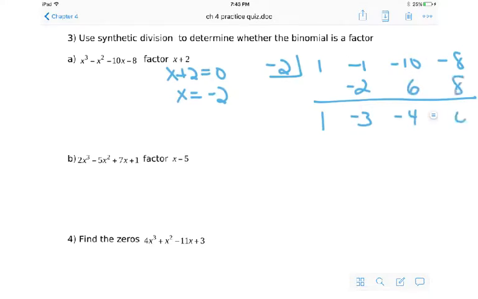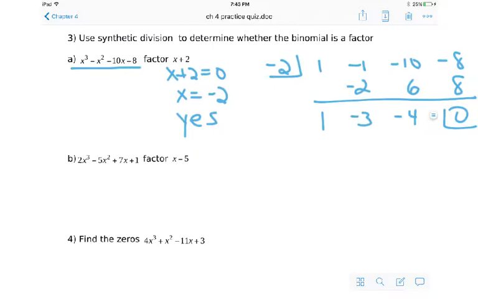Above is 8, and below is 0, and the remainder is 0. So yes, it is a binomial factor. As a matter of fact, if you were to graph the original polynomial and check to see if -2 is an x-intercept, you would find out it is.